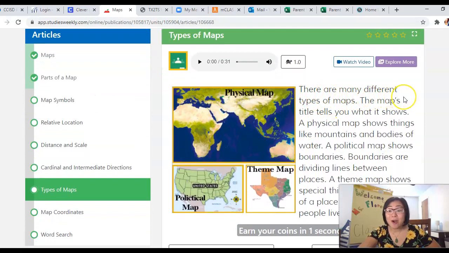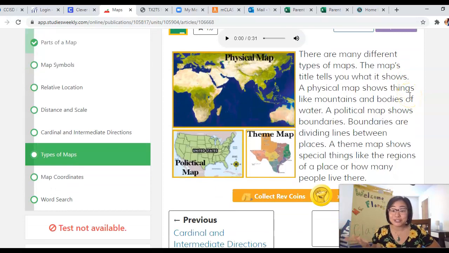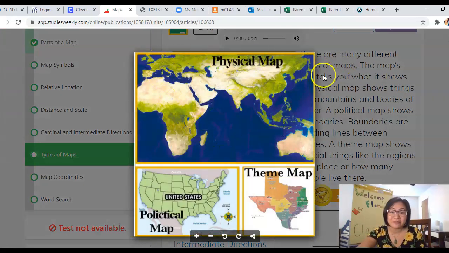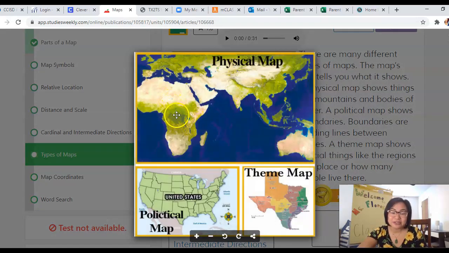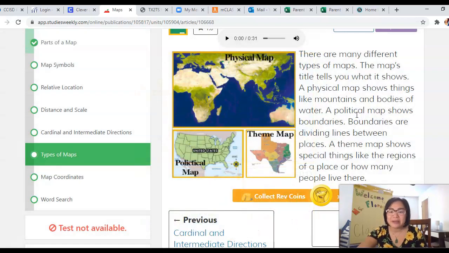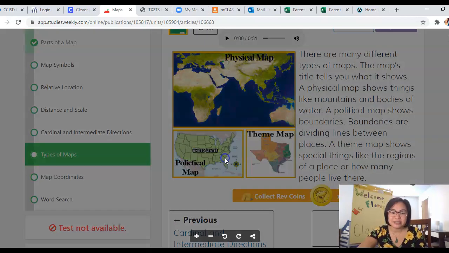Now let's talk about types of maps. There are many different types of maps. The map title tells you what it shows. A physical map. Let's take a moment and look at the physical map. It's the one that's on top. A physical map shows things like mountains and bodies of water. Can you see how it shows us where there might be mountains? And can you see the blue of the water? Cool. A political map shows boundaries. Boundaries are dividing lines between places. Let's take a look at that.